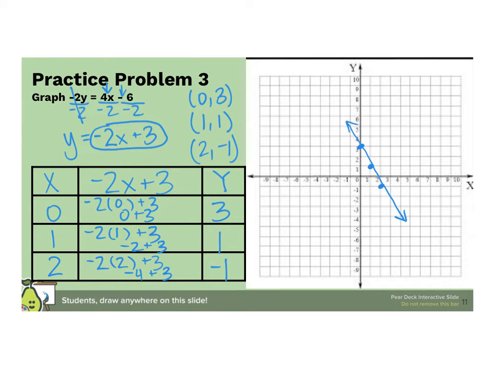Is this positive or negative sloping? It's going down and to the right. That makes it a negative slope. Last one, practice problem 4.